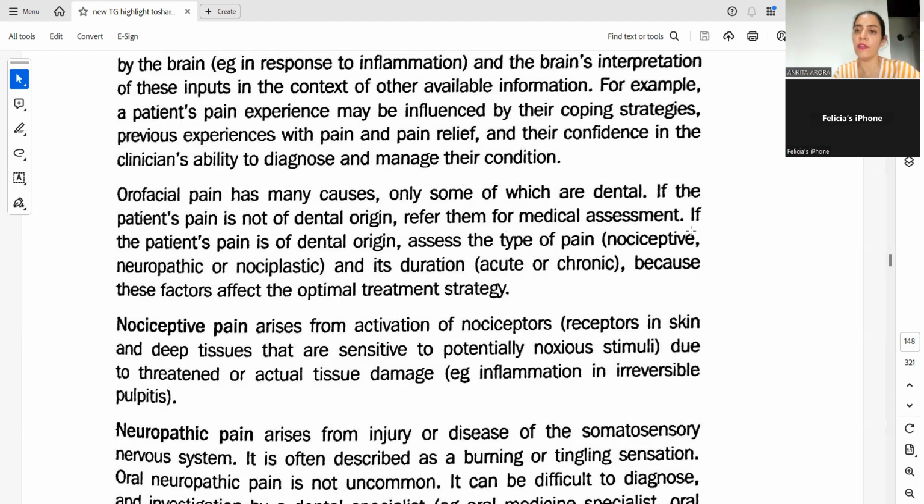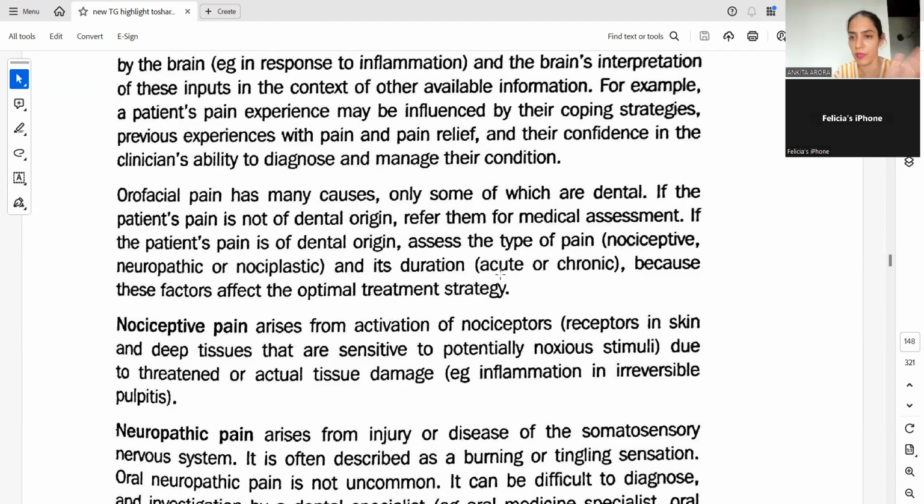There will be radiographic assessment of that clinical finding, which will confirm that this is odontogenic pain. If the patient's pain is of dental origin, assess the type of pain: nociceptive, neuropathic, or nociplastic. So it is all dependent on the type of the nervous sensation, the sensory inputs being carried, and its duration, acute or chronic.